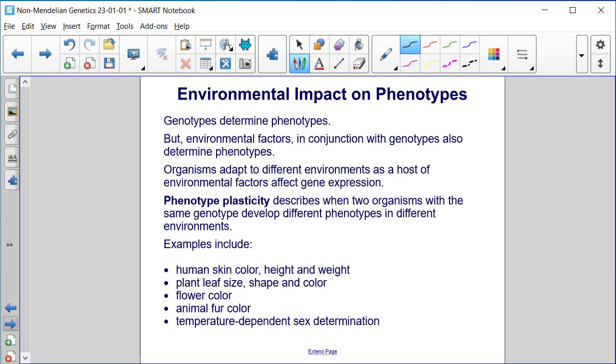Examples include human skin color, height, and weight, plant leaf size, shape, and color, flower color, animal fur color, and temperature-dependent sex determination.